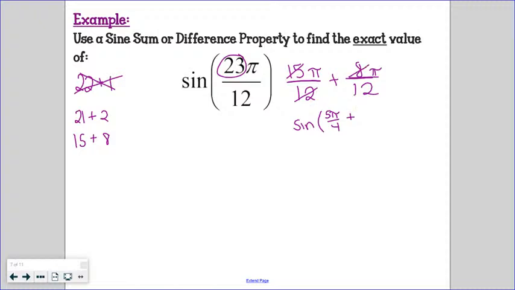8 and 12 are both divisible by 4. And now I apply my sine of a sum formula. The sine of a sum formula says the sine of the first, cosine of the second, plus cosine of the first, sine of the second.